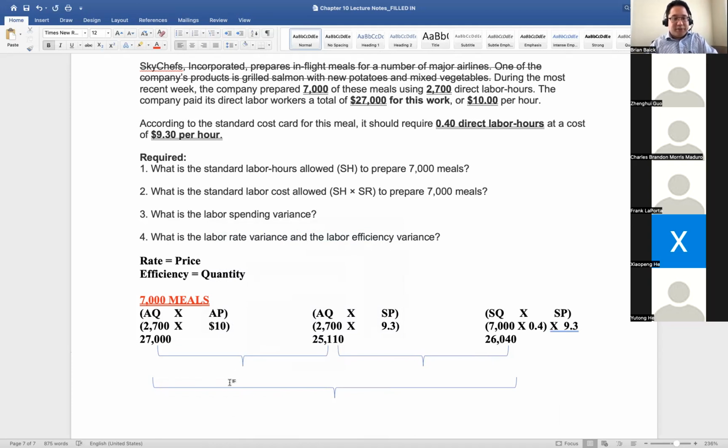The variance on the left is called the price variance, or if you like, you can call it the rate variance. Price, rate, same thing. You call it whatever you feel like. The answer is 27,000 minus 25,110. That's 1890. Positive number, so U.